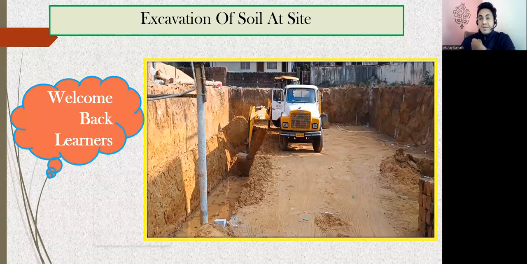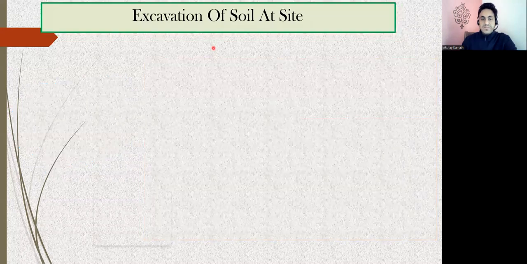In this lecture, we will try to understand how the excavation has to be done on the site. So far, we understood how the centerline marking has to be done. Once this is done, we are supposed to do the excavation and take out the quantities, take out the soil from the ground. So we'll see how it has to be done.